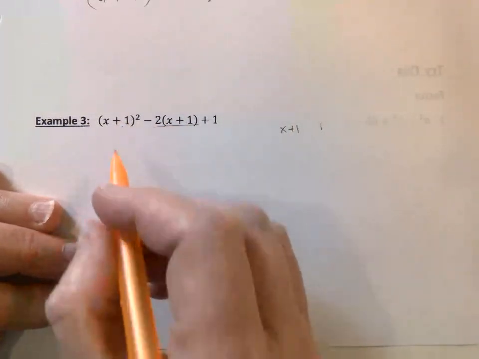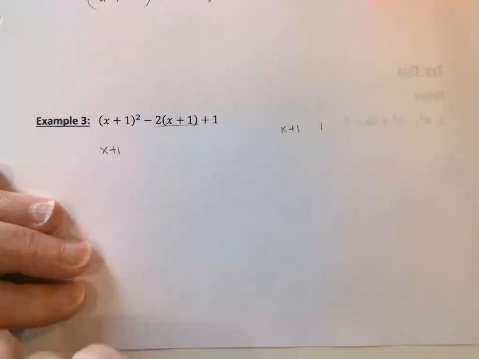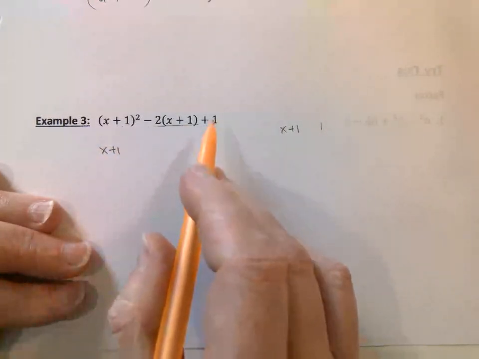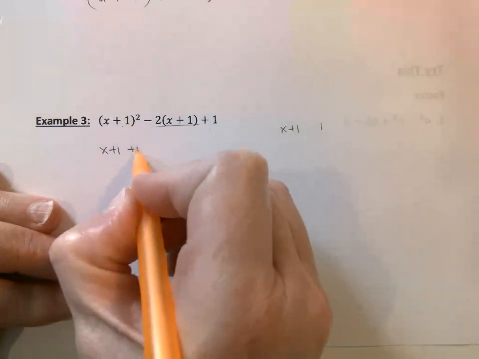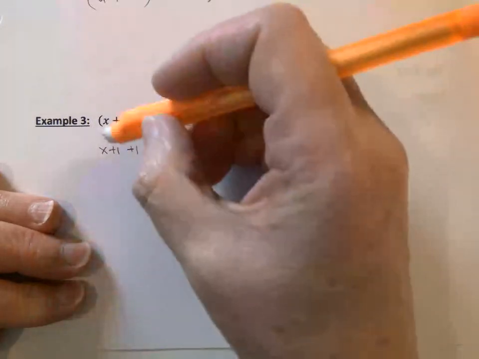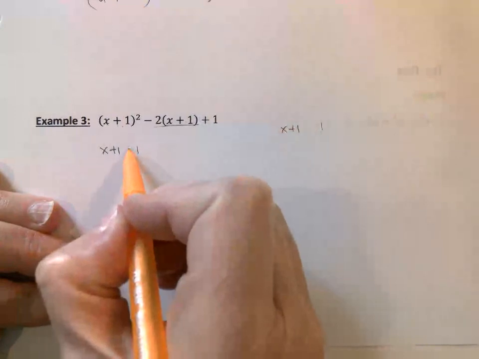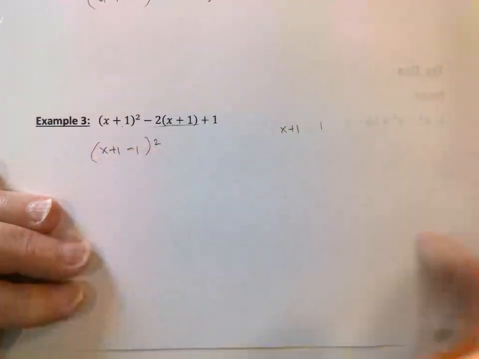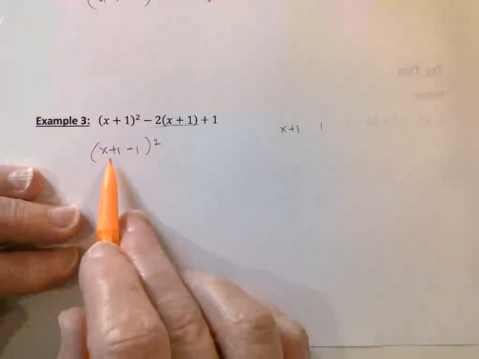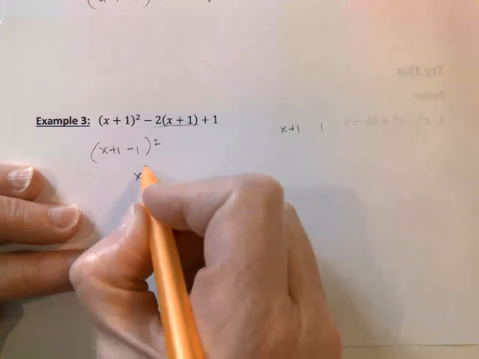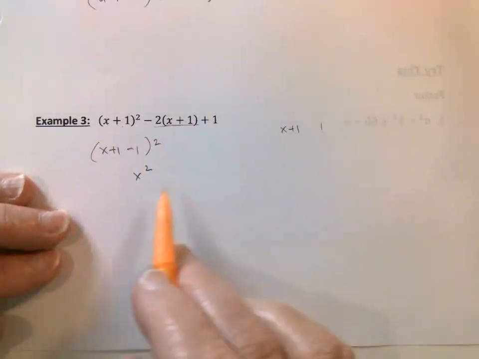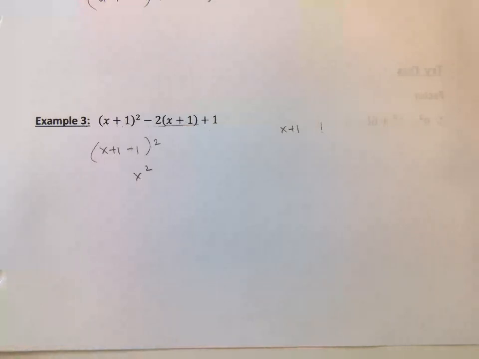So it's the square root of the first one, which is x plus 1, the square root of the second one, which is 1, and I'm actually subtracting them, and the whole thing squared. So x plus 1 minus 1 is equal to x squared. So this whole thing factors just to x squared.